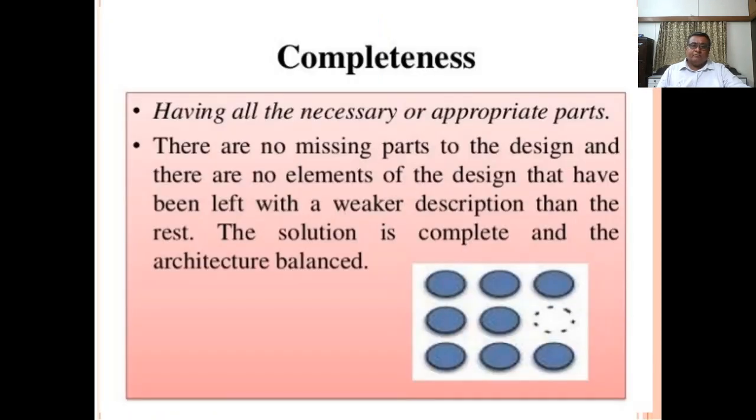Completeness, having all the necessary or appropriate parts. There are no missing parts to the design, and there are no elements of the design that have been left with a weaker description than the rest. The solution is complete and the architecture is balanced. So a structure should be a complete structure with all the appropriate parts.